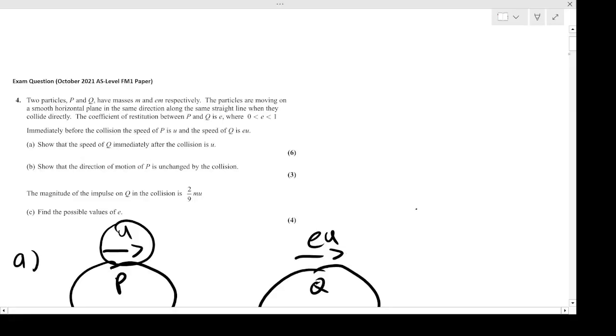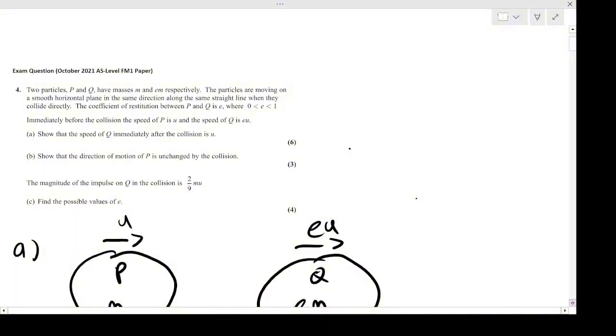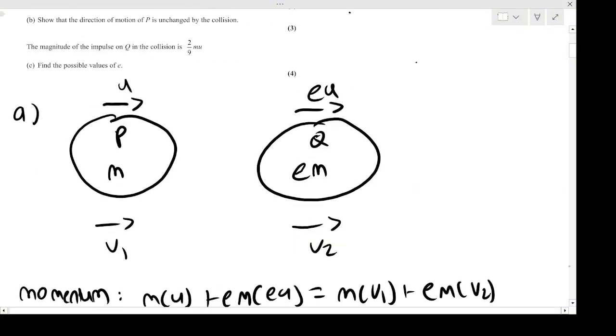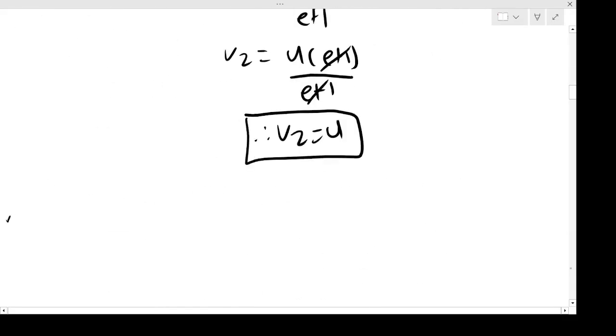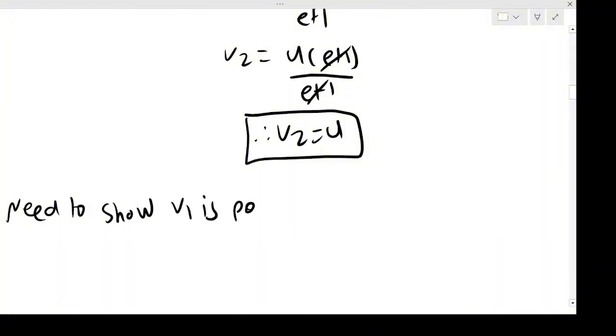Then it says, show that the direction of P is unchanged. Okay, so that means again if P is originally moving forwards, it's going to continue to move forward. Now we already assumed it's moving forwards, so actually V1 has to be positive. Okay, it must be positive for it to continue moving forward. Okay, so we need to show that V1 is positive. Okay, and therefore that means it doesn't change direction. Okay, so we have V2, so we need to find V1.